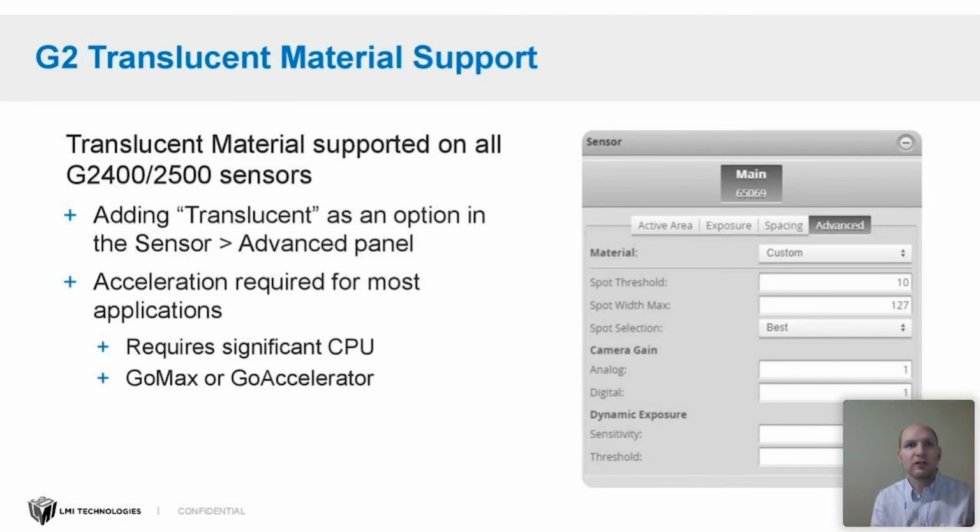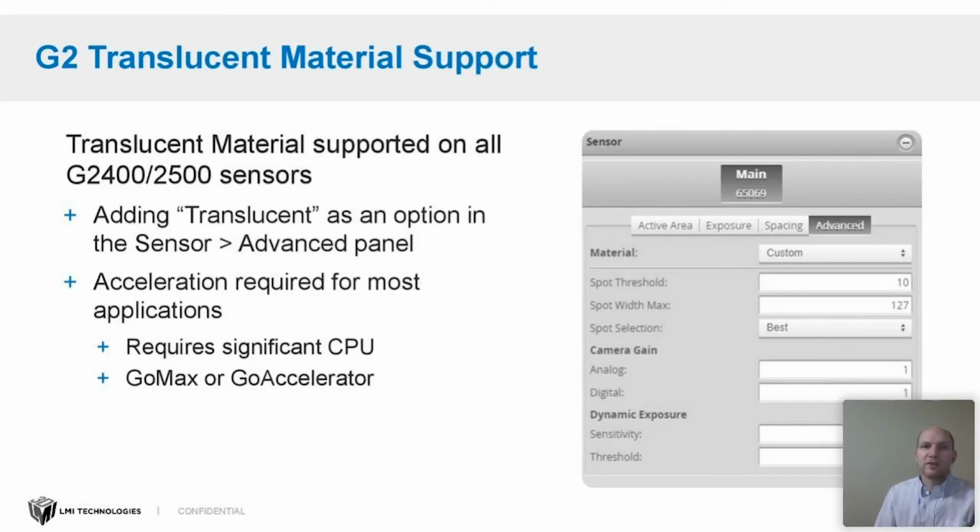So this is supported on all 2400 and 2500 sensors. We've added the translucent option under the advanced panel. That actually shows up in the spot selection type. So just look under this spot selection dropdown for translucent. And when you select that, it will use the translucent spot selection method.